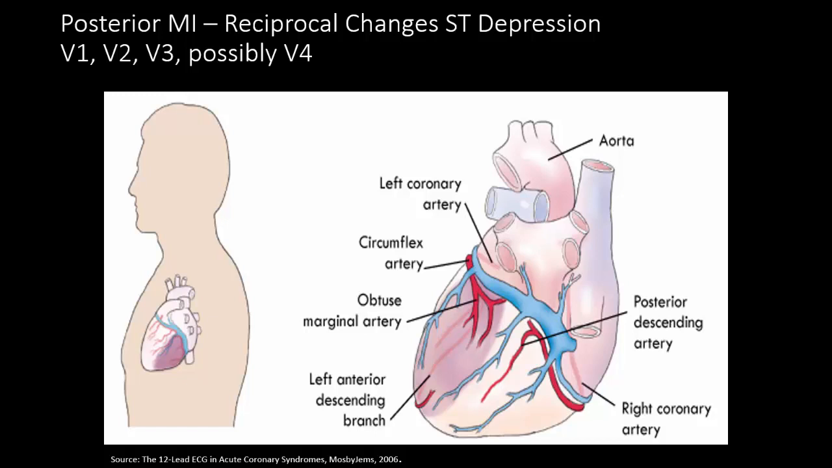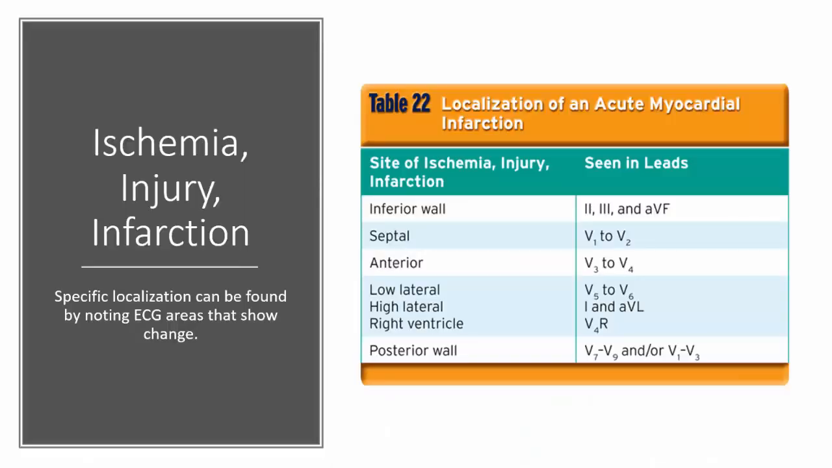15 to 21% of infarctions are posterior wall MIs, usually in conjunction with an inferior or lateral infarction. The posterior wall of the left ventricle is supplied by the left circumflex coronary artery in most patients. However, in some patients, it's supplied by the right coronary artery. So repetition is really how you learn things and remember things.